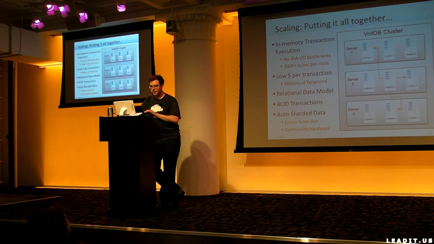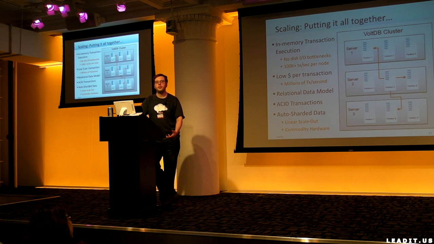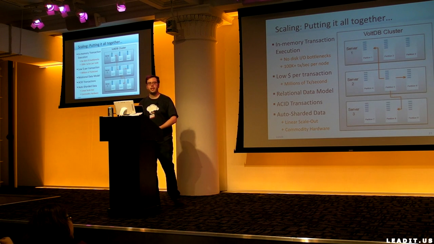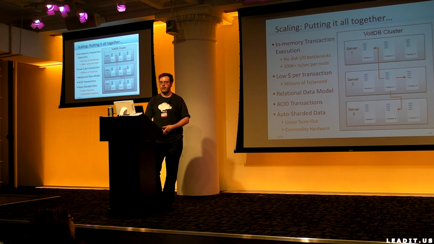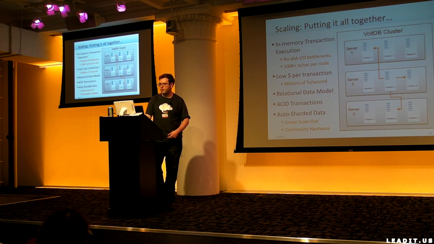I'm skipping that slide. Okay, pulling it all together: disk IO bottlenecks, hundreds of thousands of transactions per second per node, low cost per transaction. Storage is not quite as free, but when it comes to throughput, it costs a lot less. Keeping transactions and a relational data model further lowers the cost of ownership and the difficulty of getting your application done. Auto sharding means you're not locked into a specific hardware configuration. You can add more nodes when you need them, and you can be sure that if you do in the future, you'll be able to.